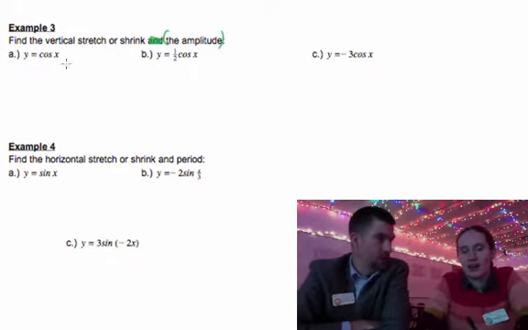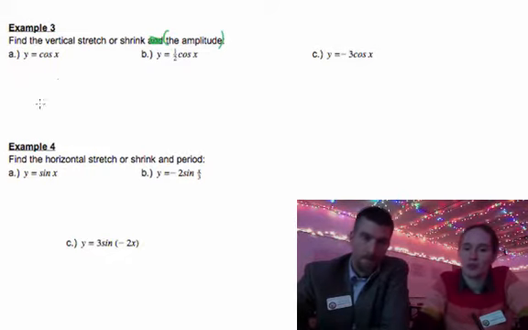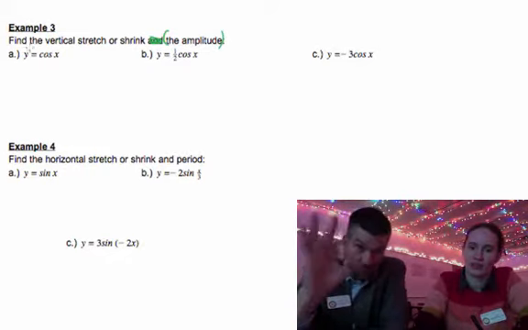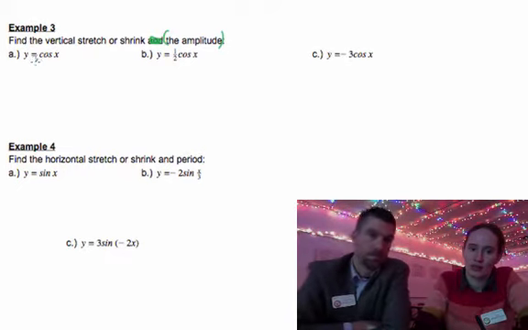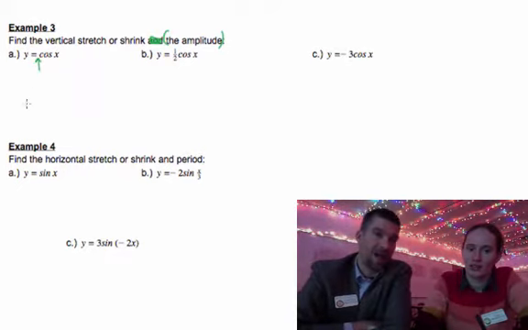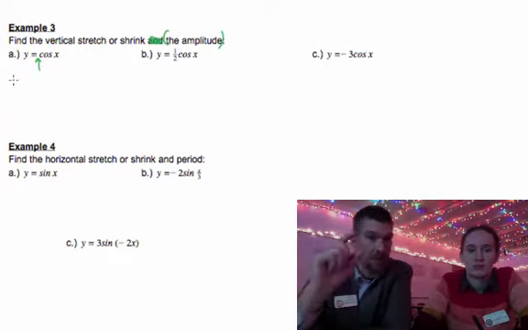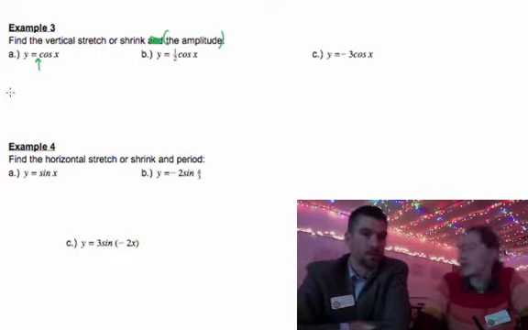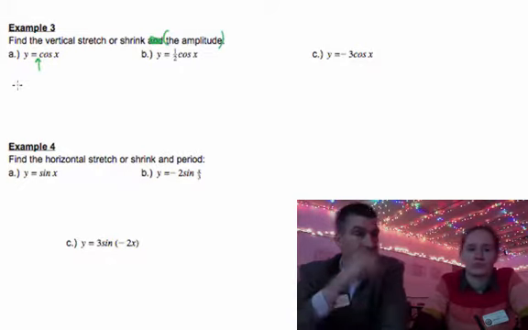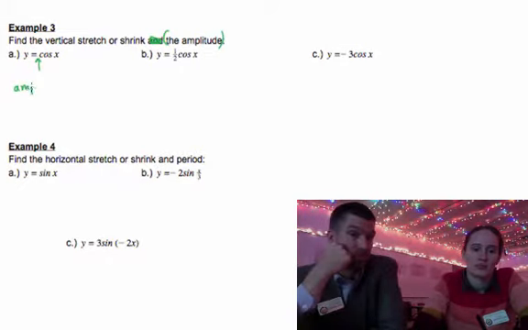We're finding amplitude here. The amplitude, if we remember back from the previous slide, is the number right in front of sine or cosine. So what is the number right in front of cosine? How many cosines are there? I have one cosine, so there's a 1 in front. So there's not a vertical stretch or shrink, but the amplitude is 1.